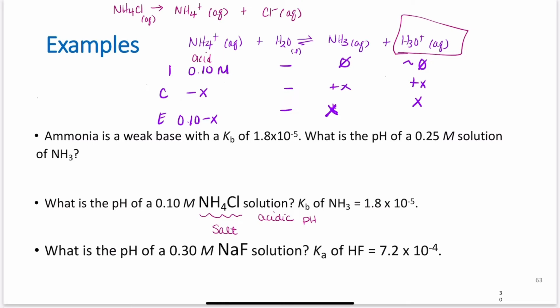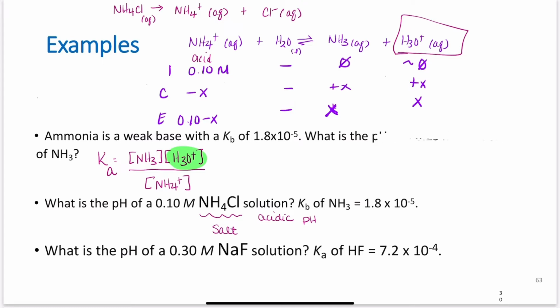Eventually I'll get it. Okay, the other thing is, though, that when I set up the K expression here for this reaction, I see that I've got ammonia times the concentration of H3O plus divided by the concentration of NH4 plus. Because I have H3O plus in the numerator here, I have to have Ka. Because remember, Ka is the percent of acid dissociation. I am dissociating an acid, so I must have Ka here.